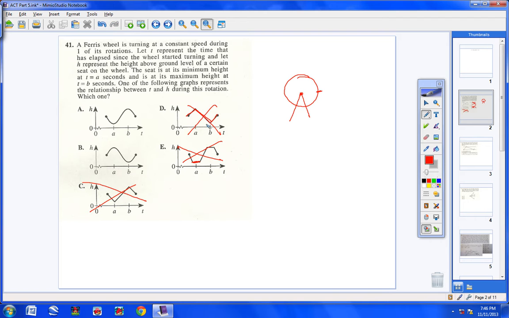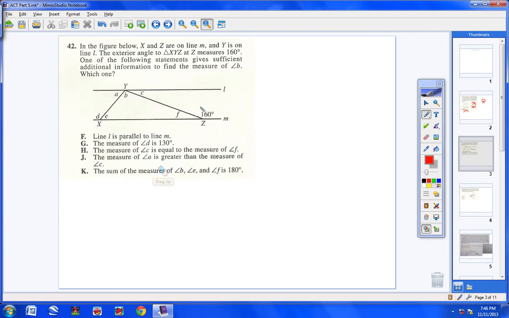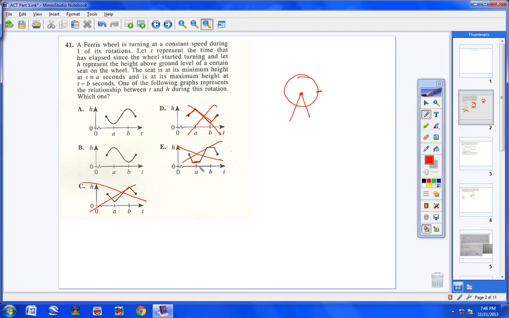So guys, they're just really testing your ability here to understand graphs and to use common sense and read them and understand what the graph is saying. And all the graph is saying is, hey, give me a certain time t and I'll tell you how far they are off the ground, as long as I know the speed of the wheel and all of that. So it's going to be one of these two. Now look what it says. This is really pretty simple. Right here, the seat is at its minimum height at t equals what?